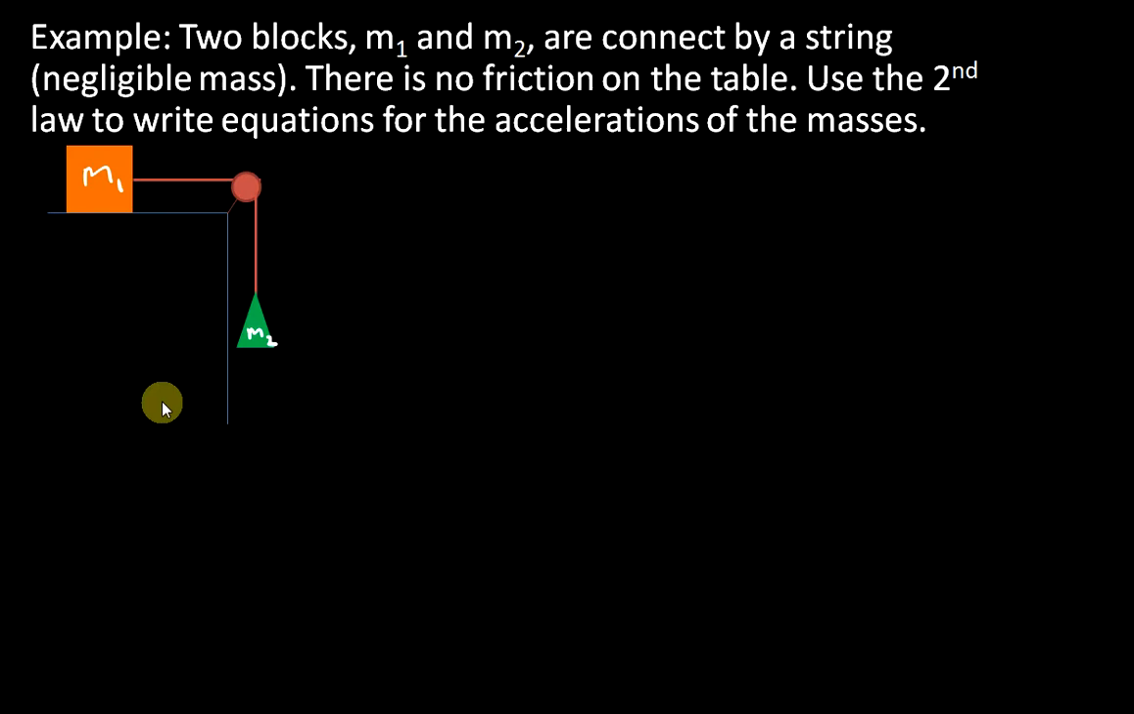So here's our example problem. I have two blocks, M1 and M2, and these blocks are connected by a string. We'll ignore any mass of the string. This right here is a pulley, and we'll assume there's no friction in the pulley. These blocks are free to accelerate because there's also no friction on the table. There are no numbers here. We're just going to use the second law to show the basic setup and approach if we were trying to write an equation or equations for these objects' accelerations.